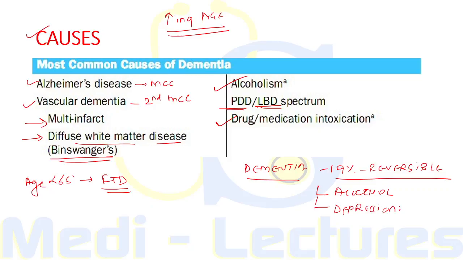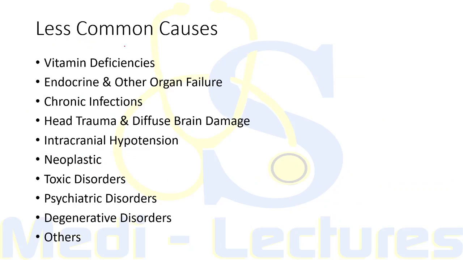Depression is also considered as pseudo dementia. And third one is normal pressure hydrocephalus. So these all are reversible causes of dementia, most common reversible causes of dementia, and also drug and medication intoxication is included in this category. Now let's discuss some less common causes which will include both reversible as well as irreversible causes of dementia.